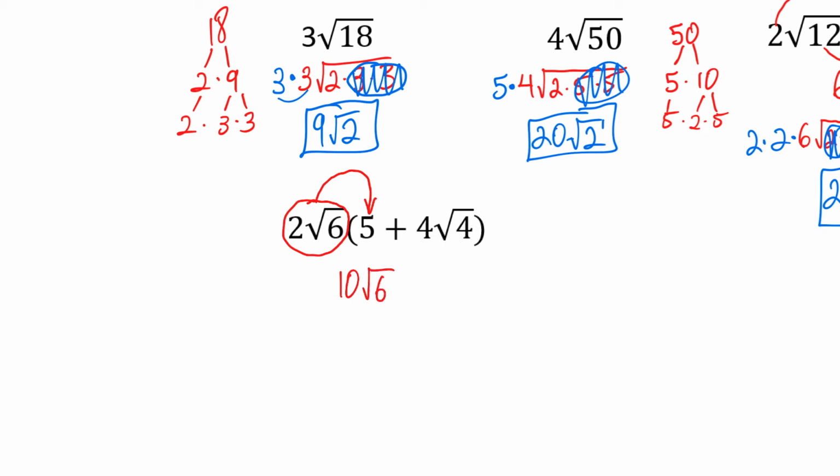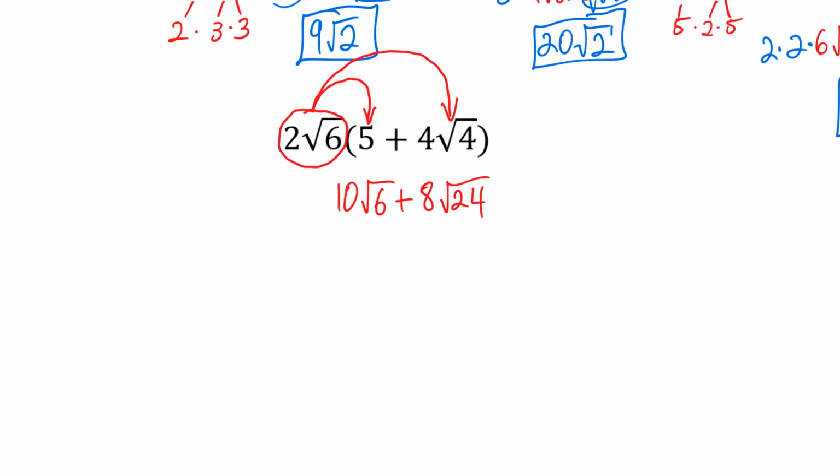And then there's no radical, so there's nothing to affect the 6 underneath that square root symbol. So that's just going to stay as a 6. Okay, now I got to take 2 square roots of 6 times 4 square roots of 4. So again, I'm going to multiply the outside numbers together. The 2 and then the 4 makes 8 on the outside. And then on the inside, there's a 6 and a 4. So 6 times 4 is 24.